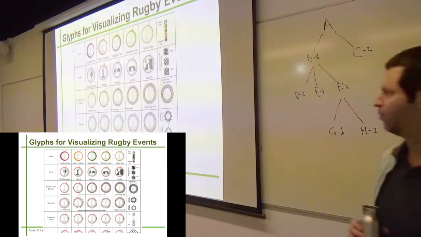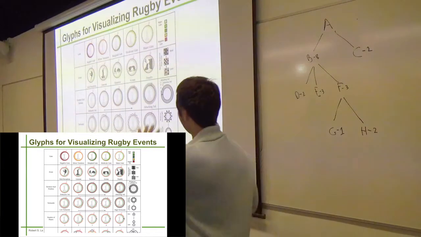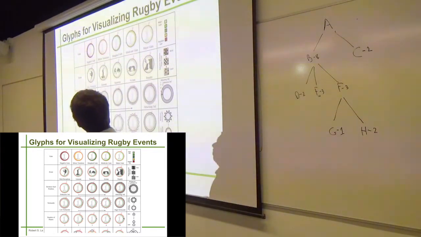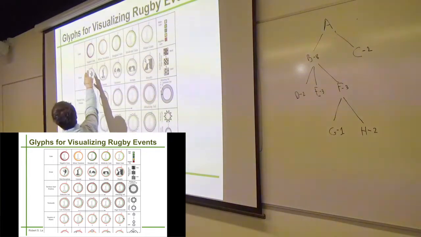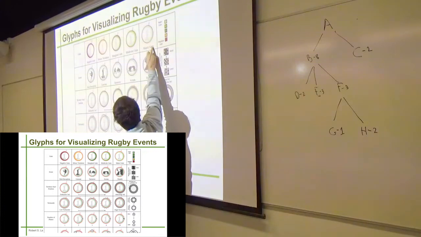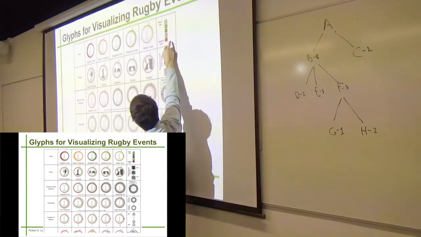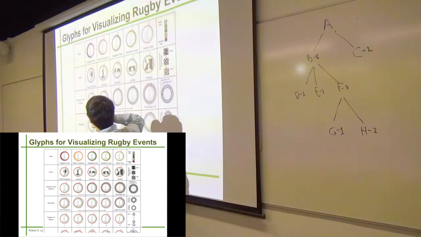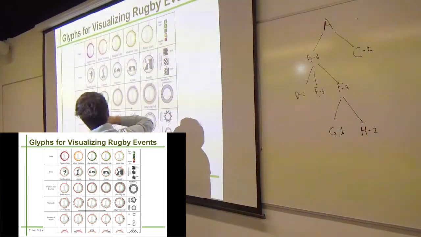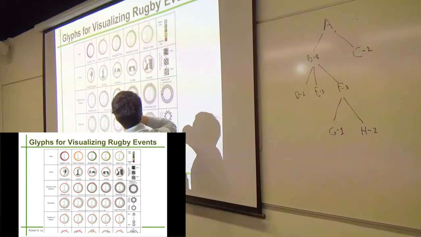That's sort of what it looks like. This is the way the glyph changes depending on which variant you're looking at. This is negative gain, meaning you're going backwards, and this is what major gain looks like, so it's mapped to this color. These are the different events: kick receptions, lineouts, turnovers, scrums, penalties, and so on.